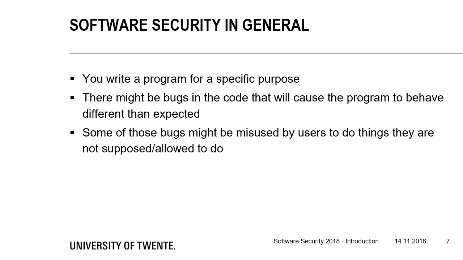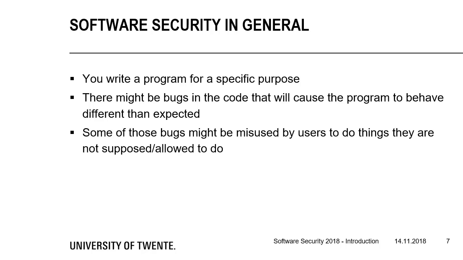So what are we talking about today? We are talking about software security in general. Software security means that you usually write a program for a more or less specific purpose. So for example, there is currently PowerPoint. That's a program for delivering content to slides. And in probably every significant, complex program, there are bugs in the code that will cause the program to behave differently than expected.